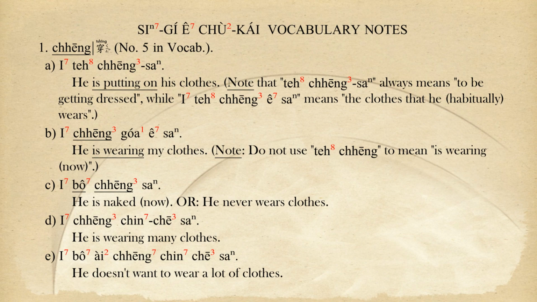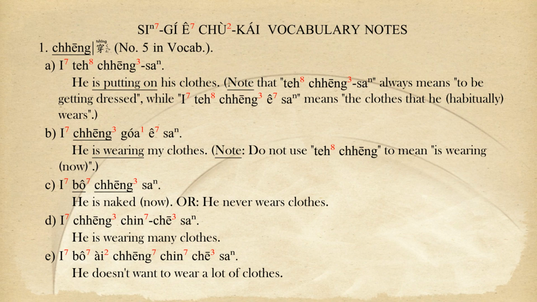第1，穿。SIⁿ⁷-GÍ，伊在穿衫。He is putting on his clothes. Note that 在穿衫 always means to be getting dressed, while 伊在穿的衫 means the clothes that he habitually wears. SIⁿ⁷-B，伊穿我的衫。He is wearing my clothes. Note, do not use 在穿 to mean is wearing now.